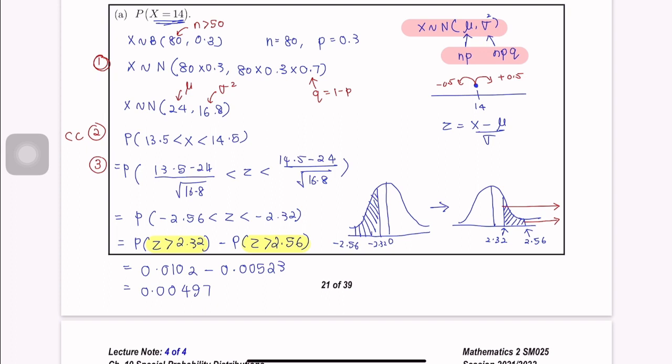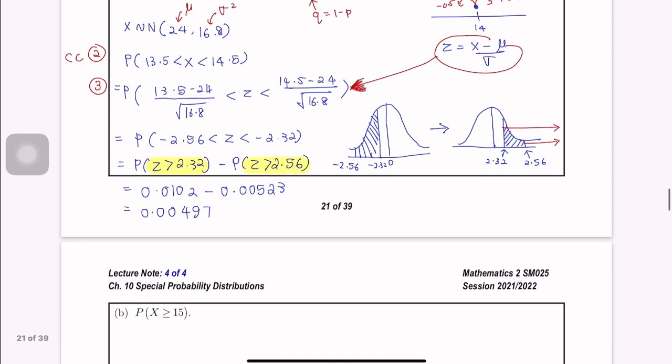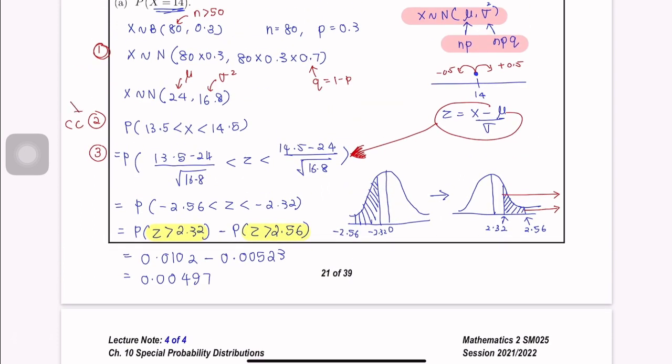Then the third step is to change it to z and solve normal. So use this formula to standardize it and solve the normal distribution. And then just solve like you solve normal distribution. But then don't forget to do continuity correction.